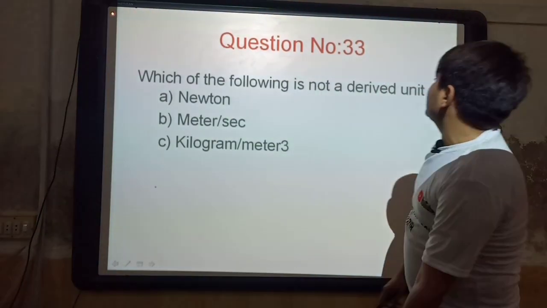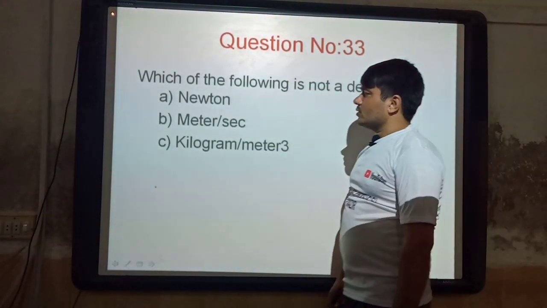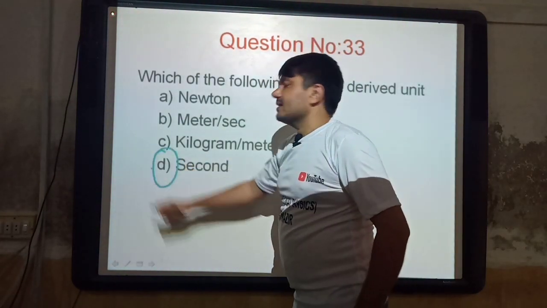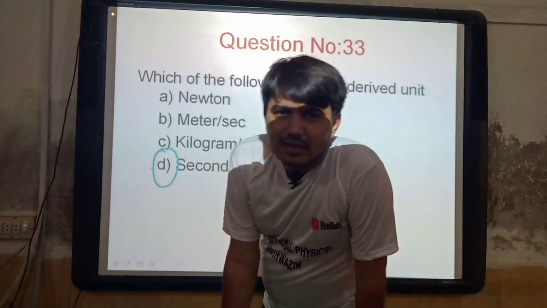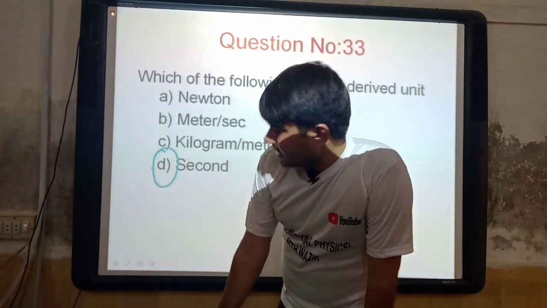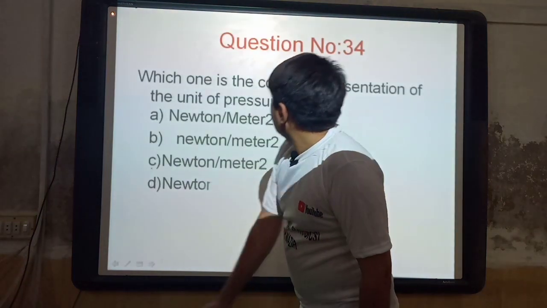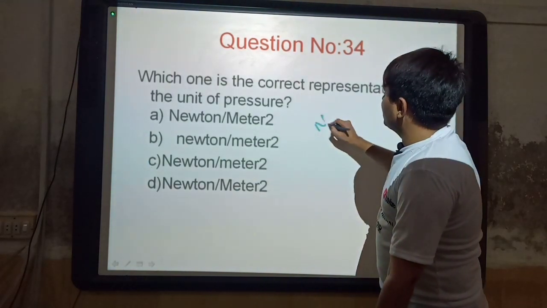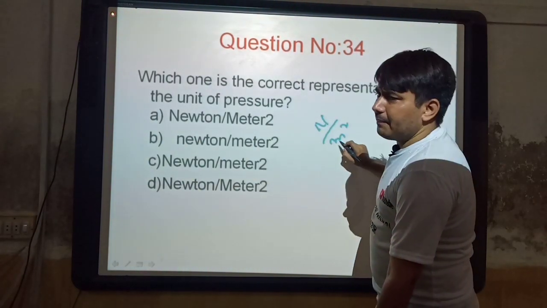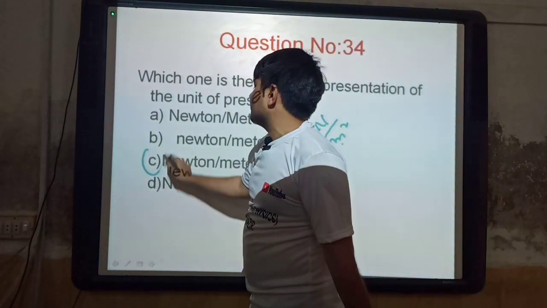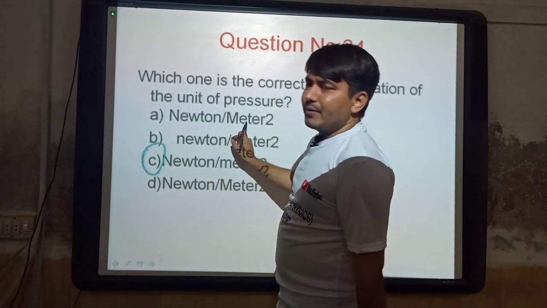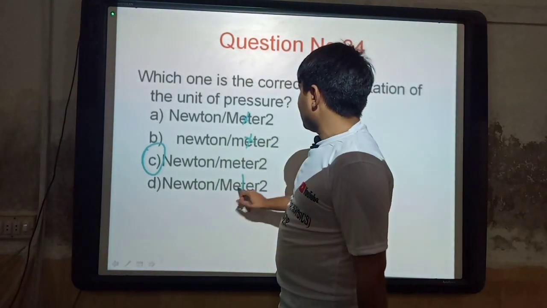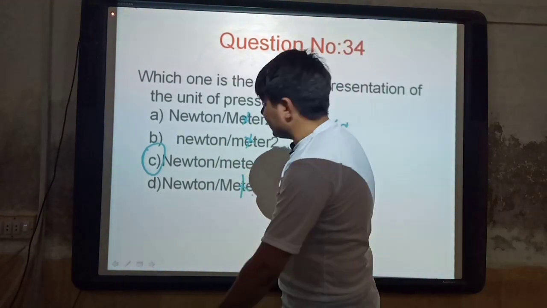Another question for you. Which of the following is not a derived unit? Newton, meter per second, kilogram, second. Second is not a derived unit. It's a fundamental or basic unit. Which of the following is a correct representation of pressure? Newton per meter square. N is capital, m is small. The correct option is C. Here N, M both capital is wrong. Here both small is wrong. So the correct option is C.